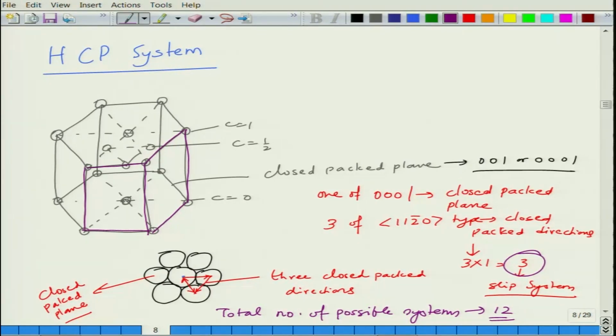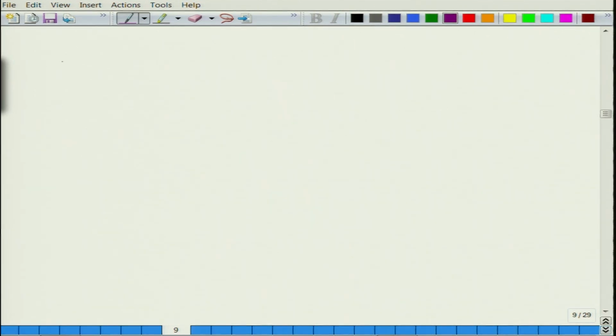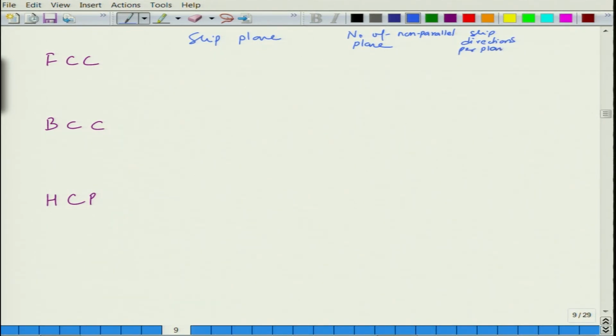So, essentially if you now tabulate this information, we have an FCC structure, we have HCP. So, for BCC we see that the slip plane, so if you write slip plane, number of non-parallel planes, slip directions per plane, and then number of slip systems. Okay. So, for FCC we can just maybe write it a little lower.